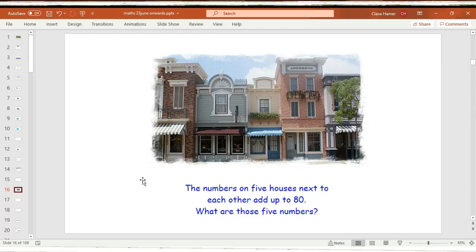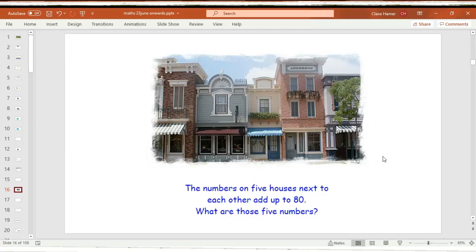Now think carefully. Remember, on a standard street, just as an example, it might be 31, 33, 35, 37, 39. So you have all the odd numbers on one side of the street. And on the other side of the street you have even numbers. For example, 42, 44, 46, 48, 50. So bear that in mind.